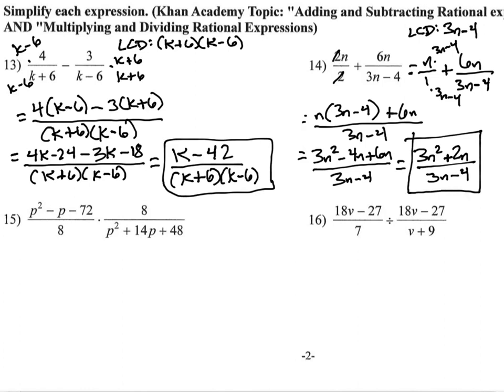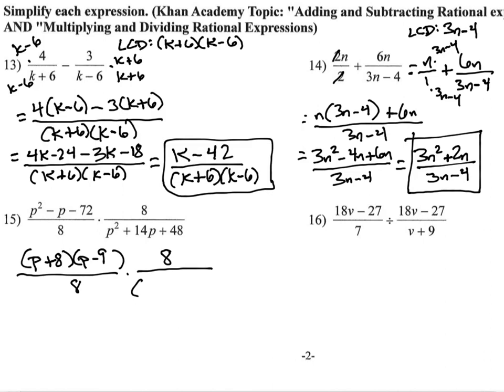Number 15. When we multiply or divide fractions, we don't need a common denominator. We just need to factor as much as we can and reduce. So p squared minus p minus 72. We're looking for two factors of negative 72 that add up to a negative 1. So it's going to be p minus 9 and p plus 8. So over 8 times 8 over.